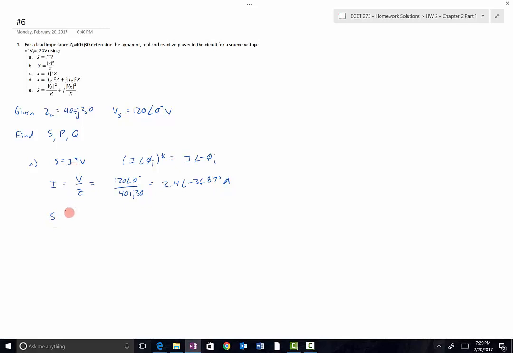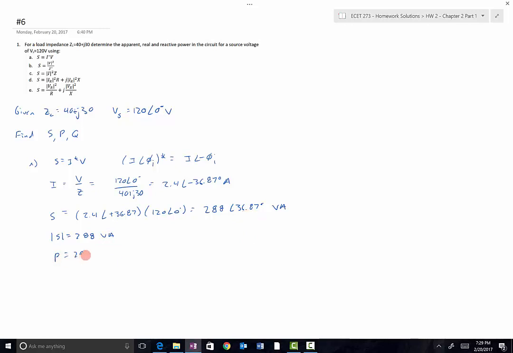We can then use this formula here to calculate apparent power. That's going to be 2.4 at an angle of plus 36.87, accounting for the complex conjugate of the current, and then we just need to multiply that by 120 at angle 0 degrees. We get an apparent power of 288 at an angle of 36.87 degrees. Remember that this is in units of volt-amps. So the magnitude of the apparent power is 288 volt-amps. That's probably the most common way that apparent power is cited, by just stating the magnitude and suppressing the angle.